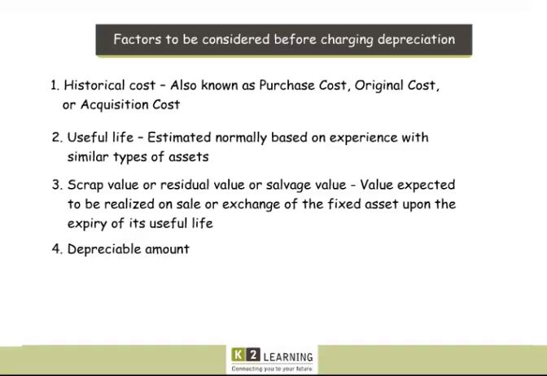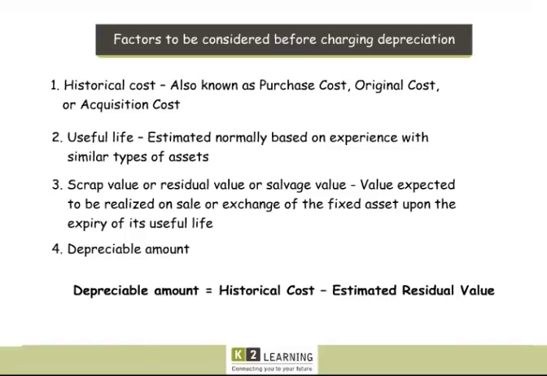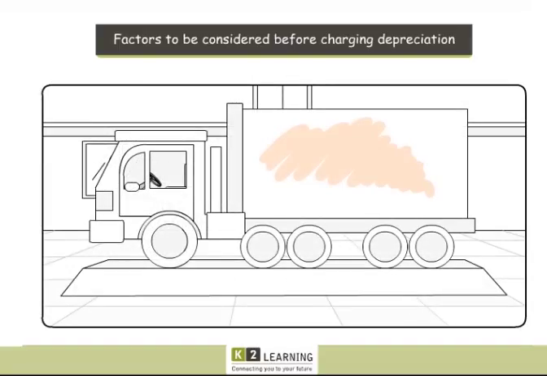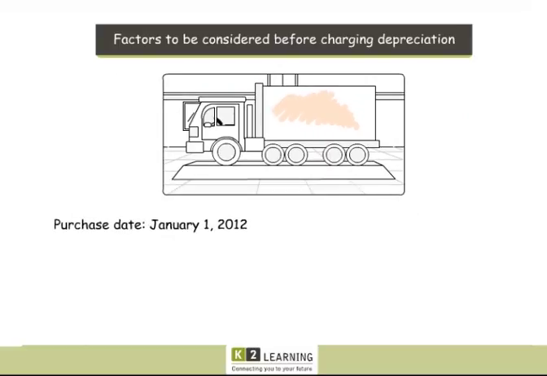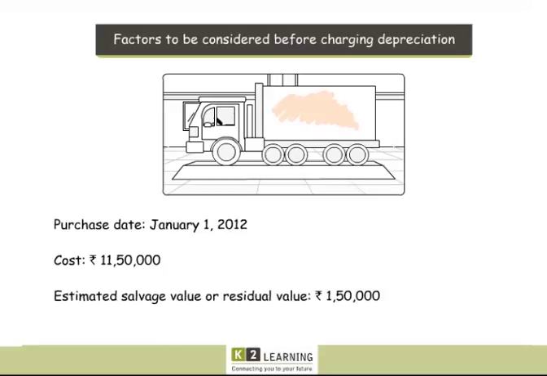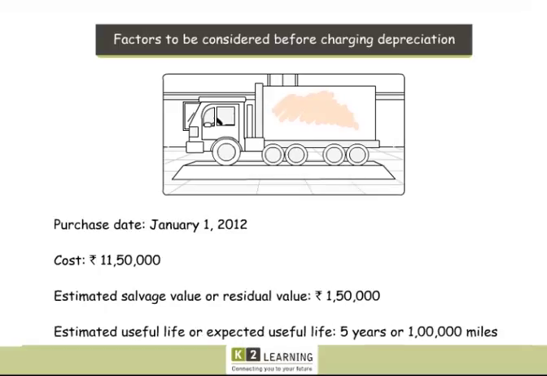The depreciable amount is its historical cost less the estimated residual value. Considering these, People's Transit must calculate the depreciation expense each period based on the following information. Purchase date: January 1st, 2012. Cost: Rs 11,50,000. The estimated salvage value or residual value: Rs 1,50,000. And the estimated useful life or expected useful life: 5 years or 100,000 miles.